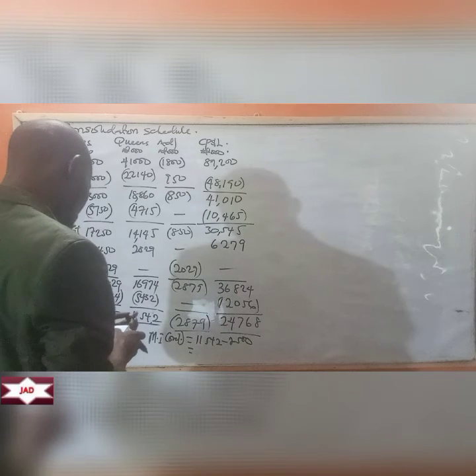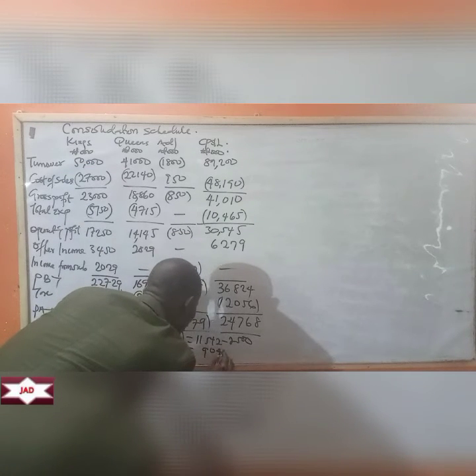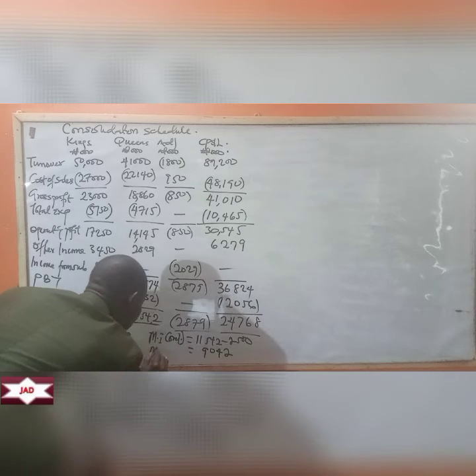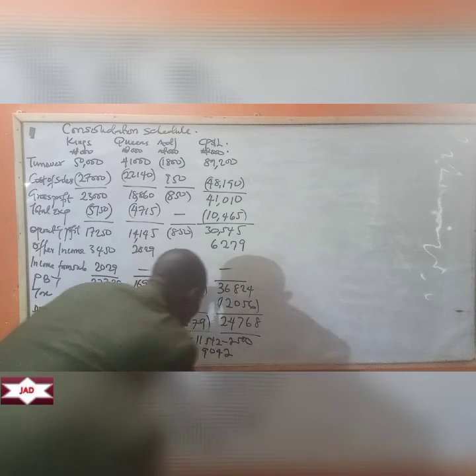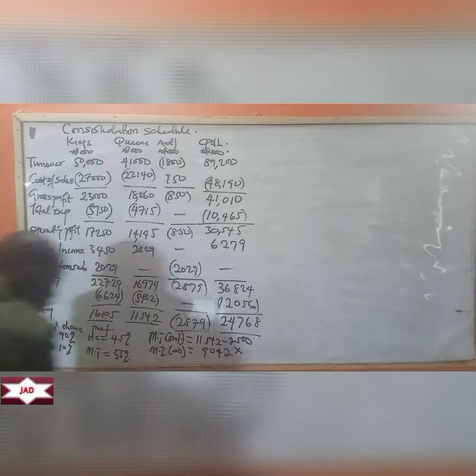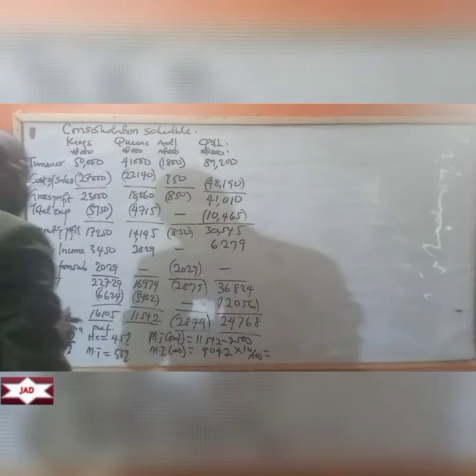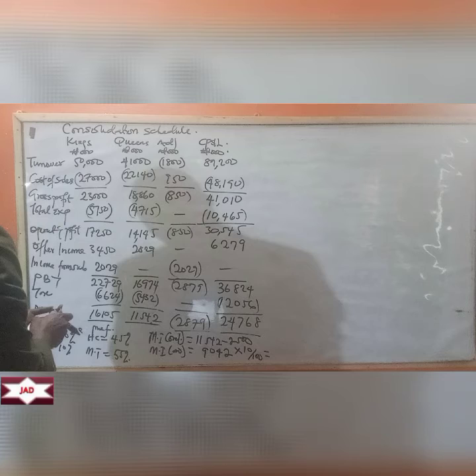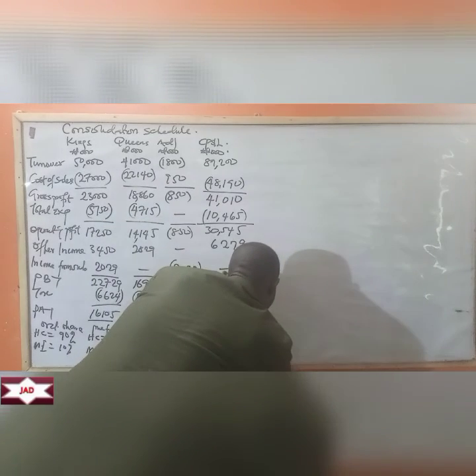11,542 minus 2,500. That's 9,042. So minority interest for ordinary structure will be this times what minority interest here? 10%. 10 over 100. So that will give us what? This times 0.1. That's 904.2.